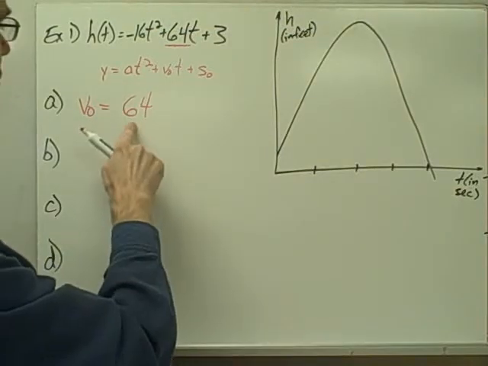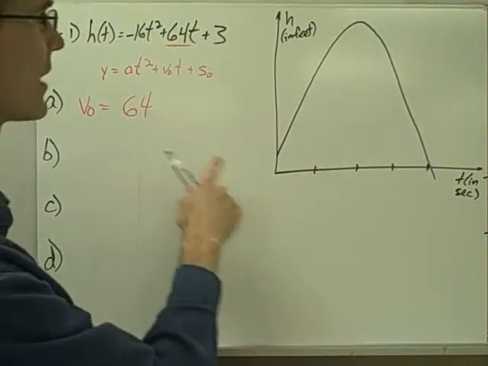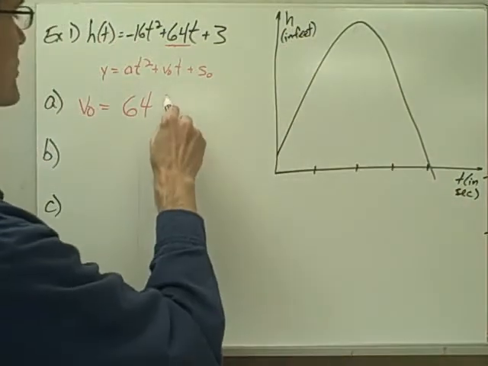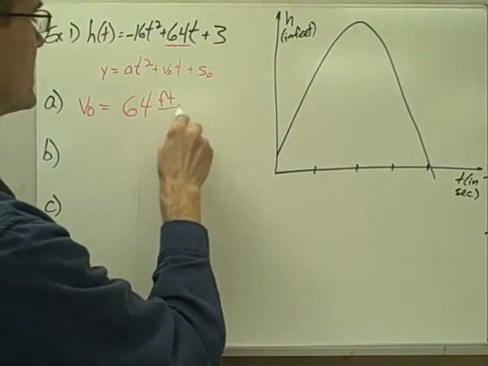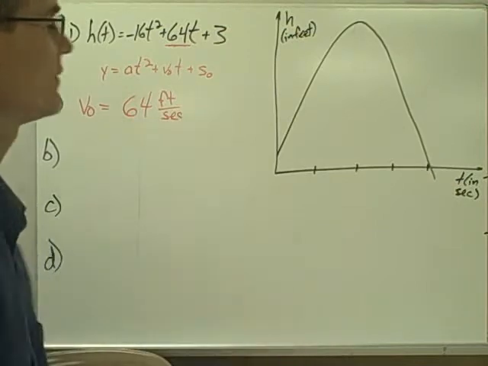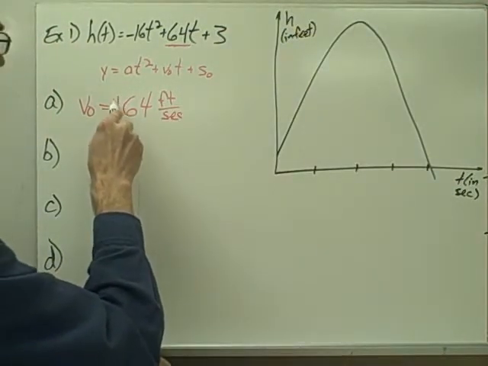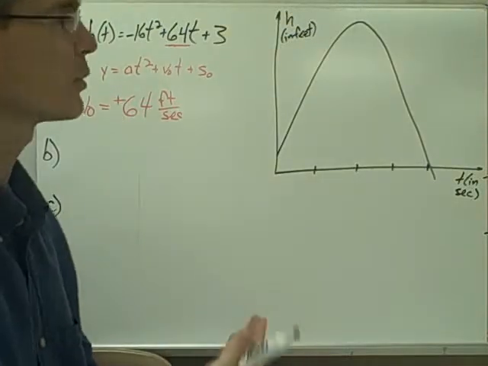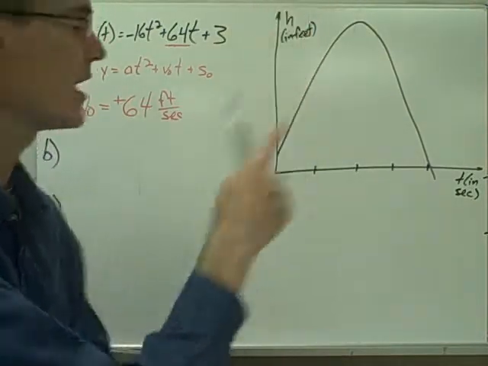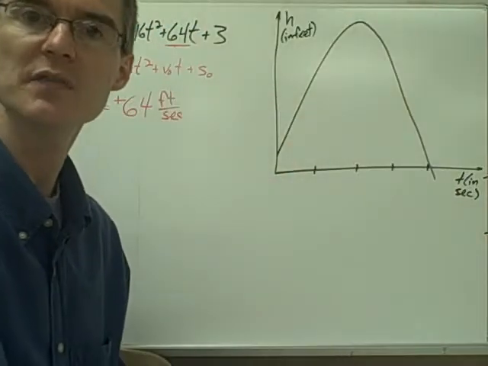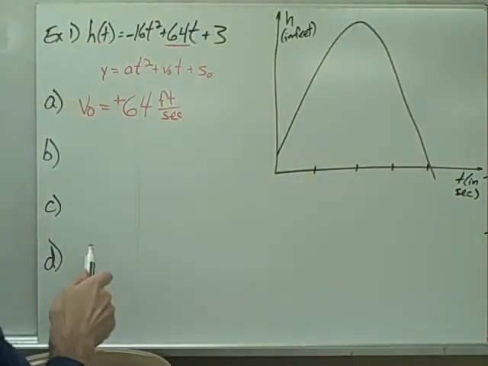And let's go ahead and put some units on here. Remember, our height is in terms of feet and time is in terms of seconds. So our initial velocity is 64 feet per second. Also, let's notice that our initial velocity is positive. That's because when we first hit the baseball, it's moving up in the air, so our velocity is positive. If the velocity was negative, that would indicate it's falling down towards the ground.